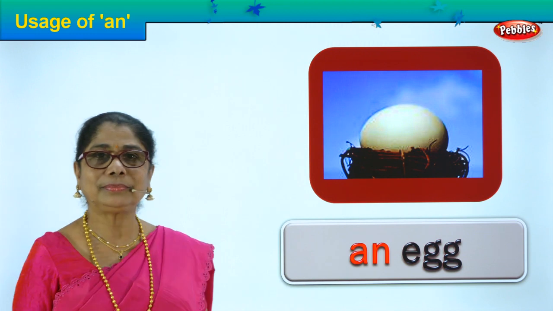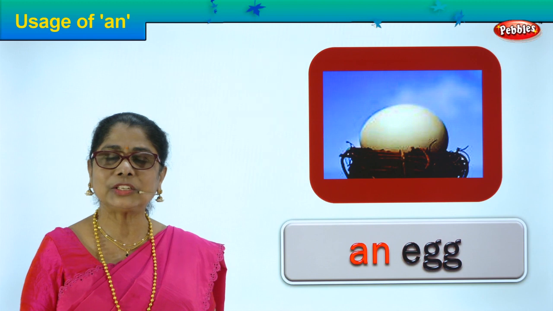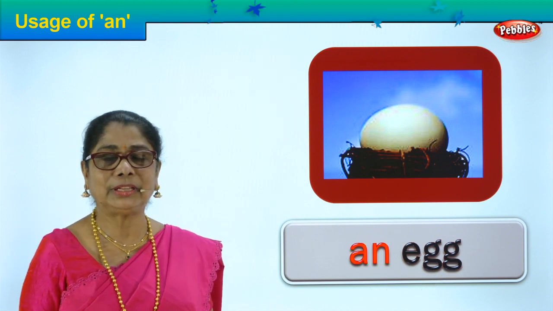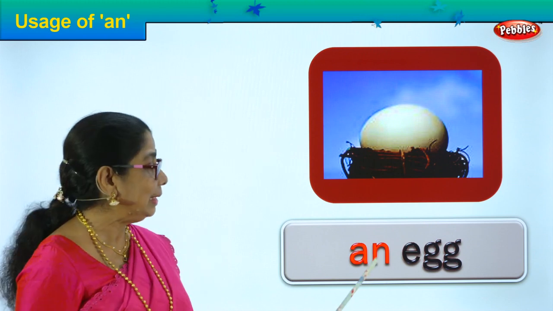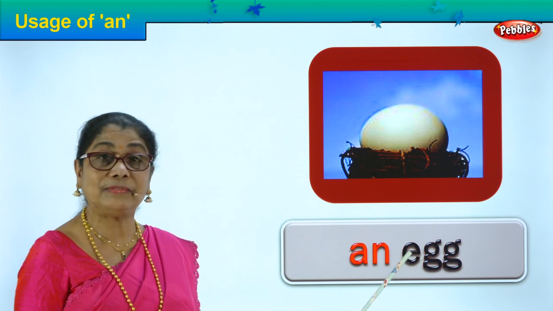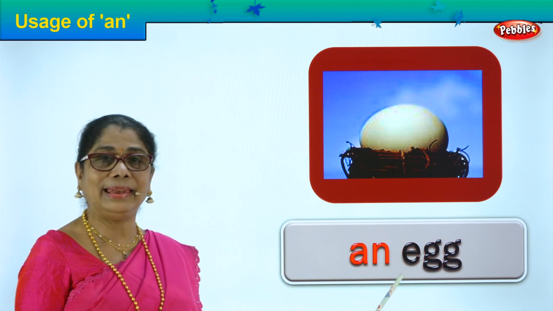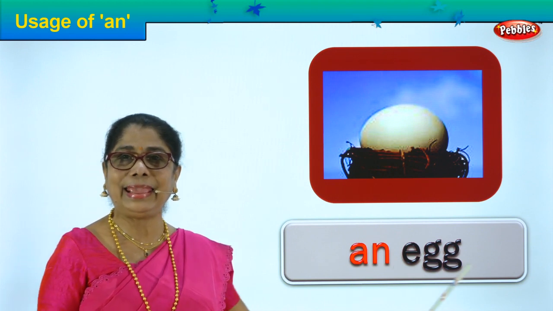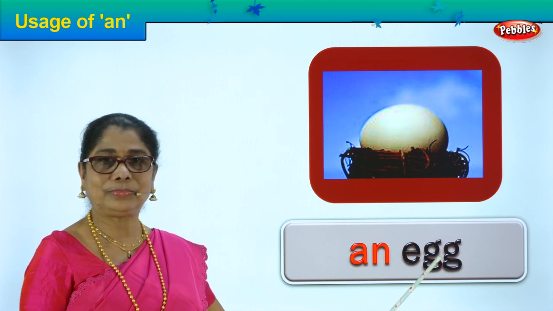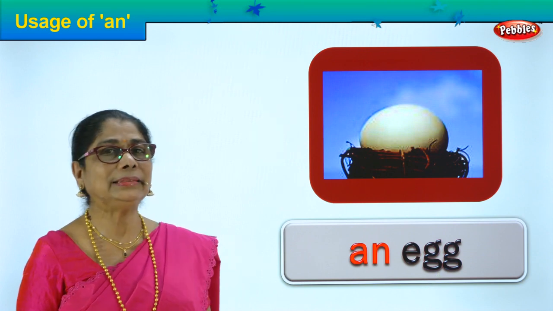See what you have. This is a nest with a lovely huge egg in it. Spell egg. E-G-G. Egg. The word egg begins with E, which is a vowel. So we use an before the word egg. Now read. An egg. This is an egg. Good. Let's take another word.